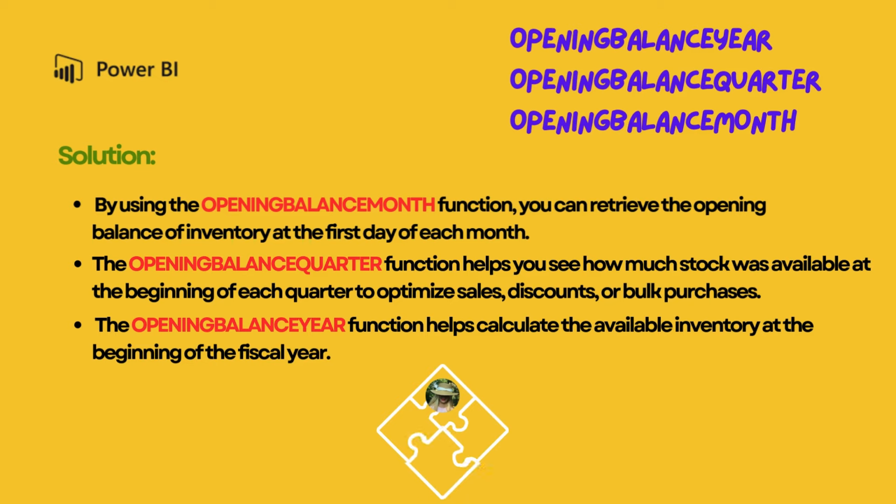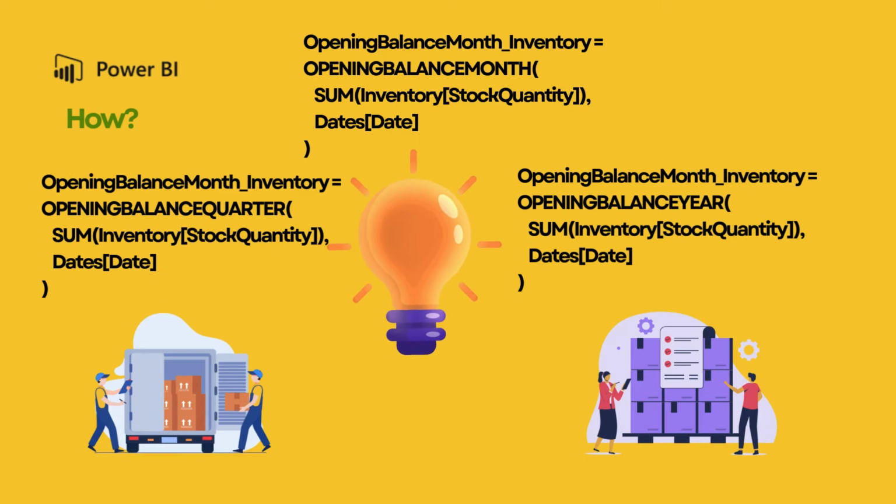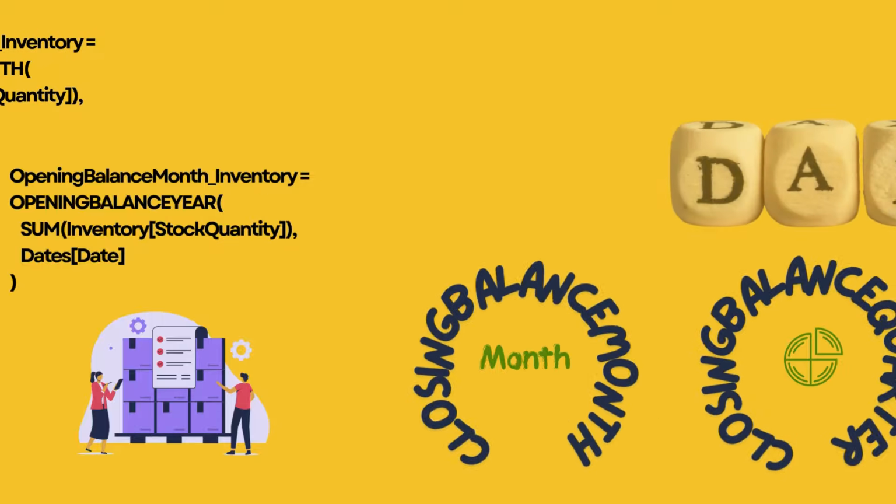And then we find the inventory available at the start of each year for annual planning and forecasting. We can use OPENINGBALANCEYEAR. This measure sums the total quantity in stock and returns the opening balance at the beginning of each month, quarter, and year. It helps track inventory trends and whether you need to reorder product based on historical data.